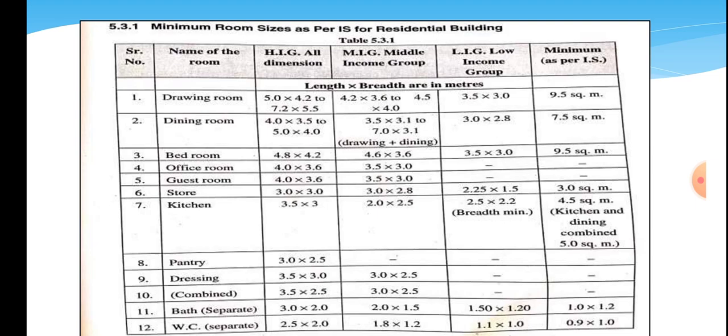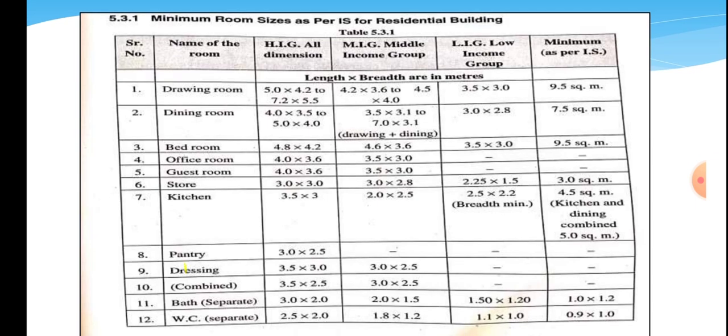For office room, 4 meter by 3.6 for higher income group, middle income group it is 3.5 by 3. There is no specification for lower income group, and Indian standard does not give any specification for office room. Similarly for guest room, for higher income group it is 4 by 3.6, for middle income group it is 3.5 by 3, and there is no specification for lower income group, and Indian standard has not given any specification for the guest room.